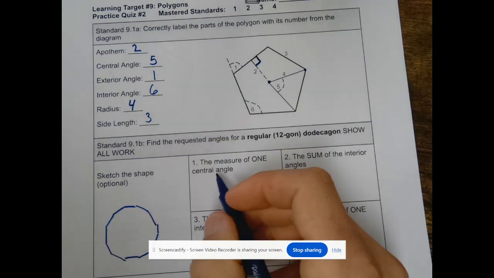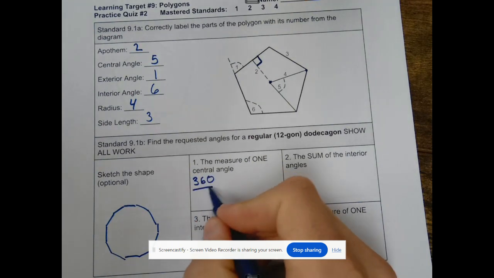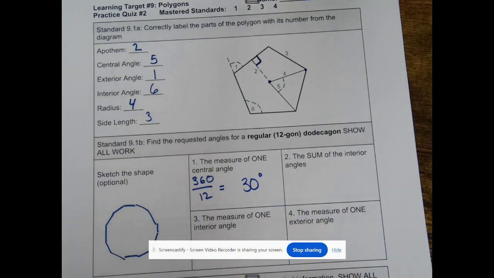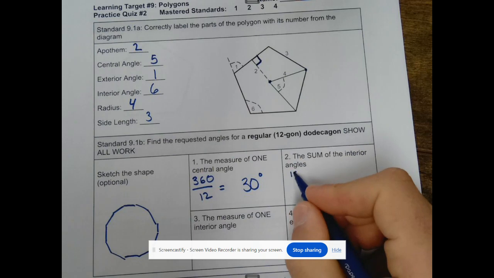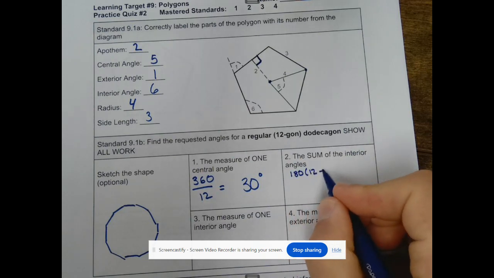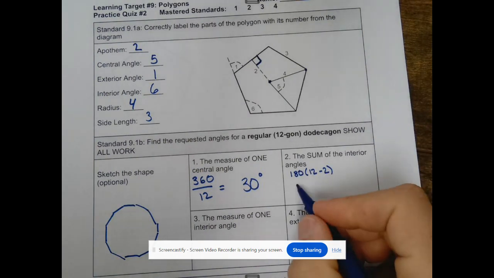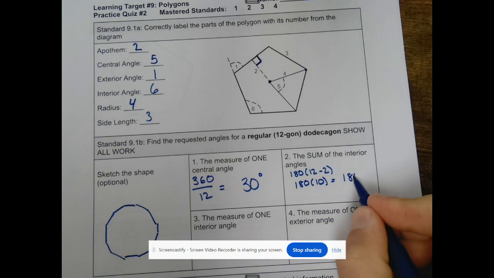The measure of one central angle. How do we find the central angle? It's 360 divided by the number of sides, which is going to equal 30 degrees. The sum of the interior angles. We can do 180 times n minus 2, the number of sides minus 2, so 180 times 12 minus 2, which equals 180 times 10, which equals 1,800 degrees.